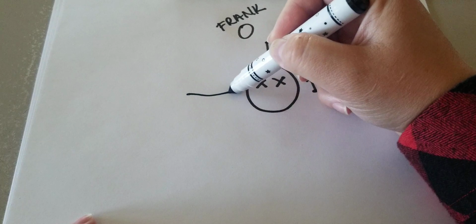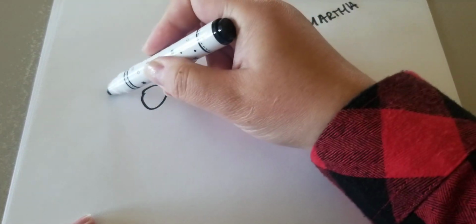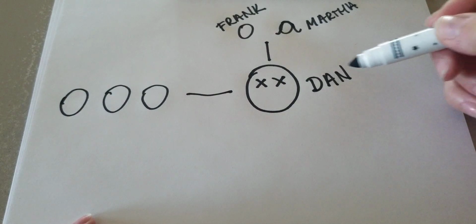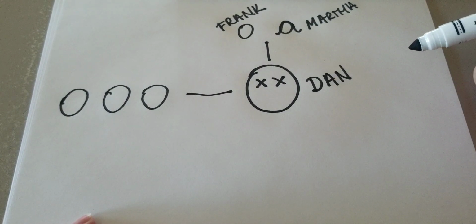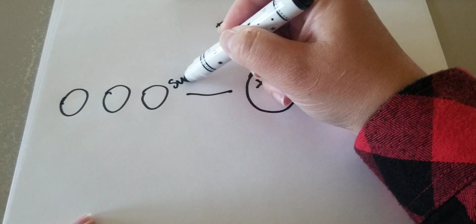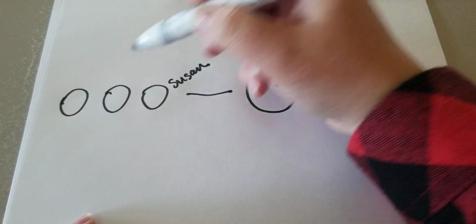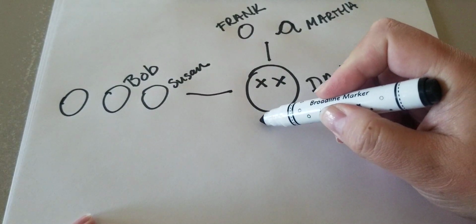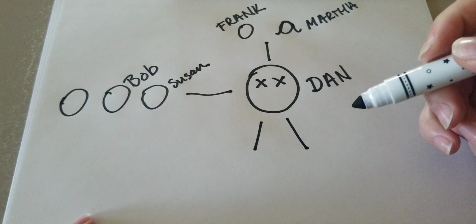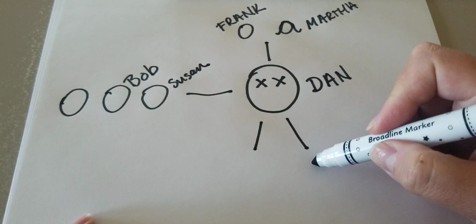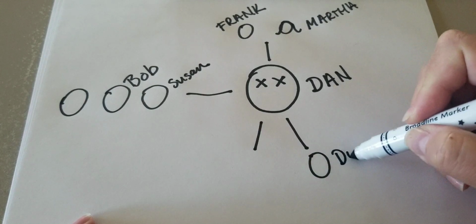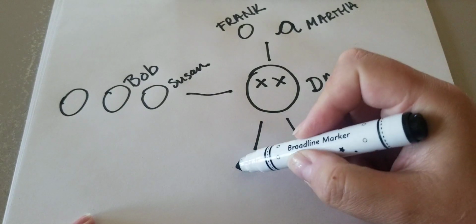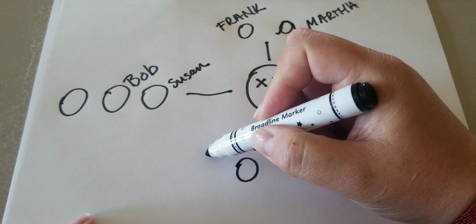Brothers and sisters will be out to the side in groups, of course, because some brothers and sisters can come in multiplicities. If it's a sister, it can be Susan, and a brother named Bob. Children, obviously, will go downward, right? And if it's a daughter, we'll call her Dorothy. And if it's a son, we'll call him Sam.